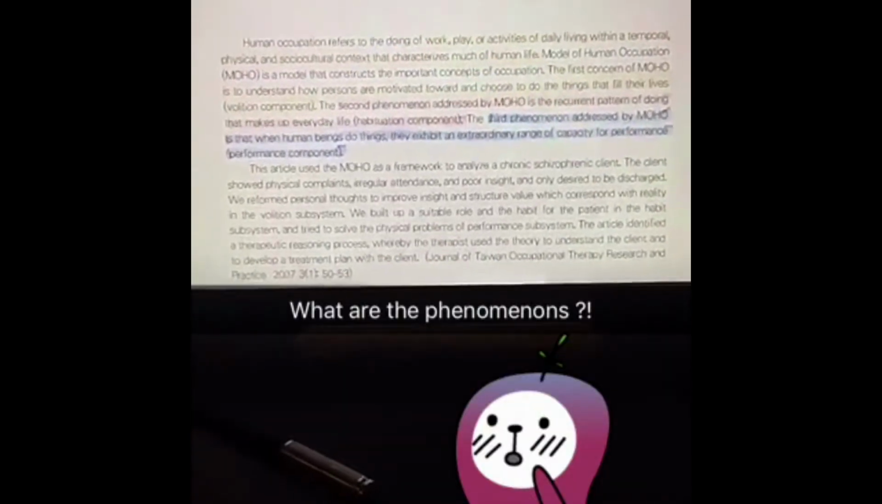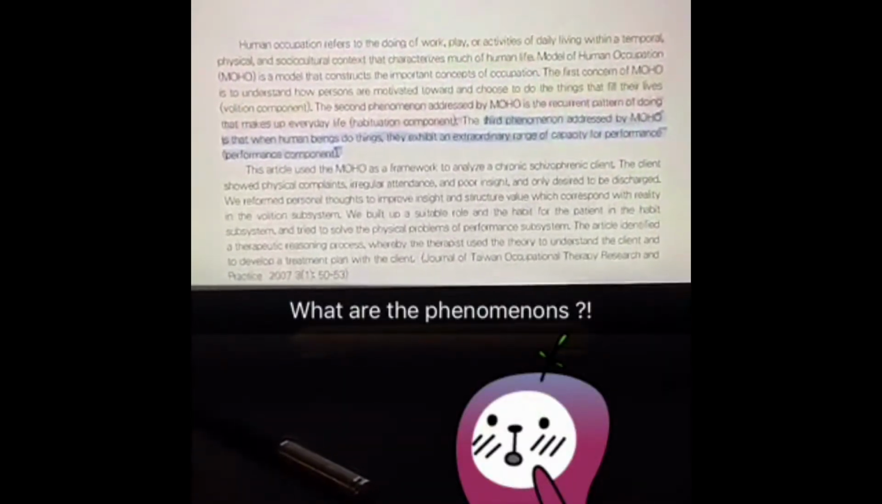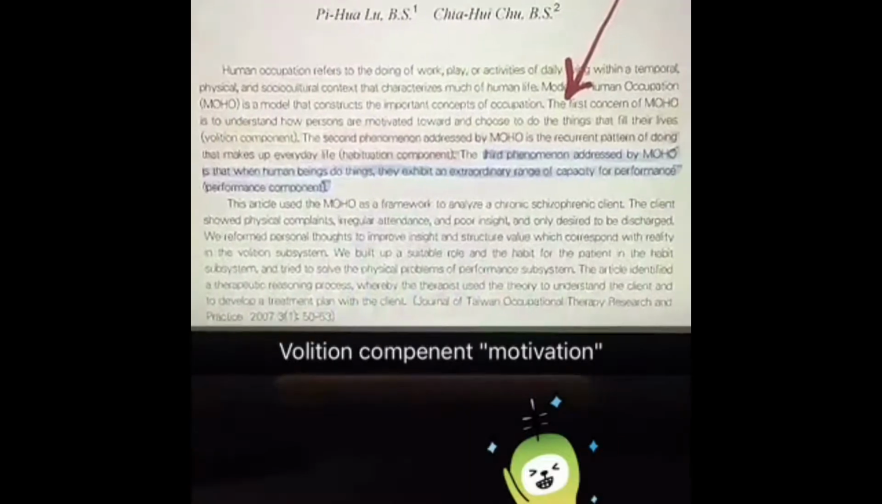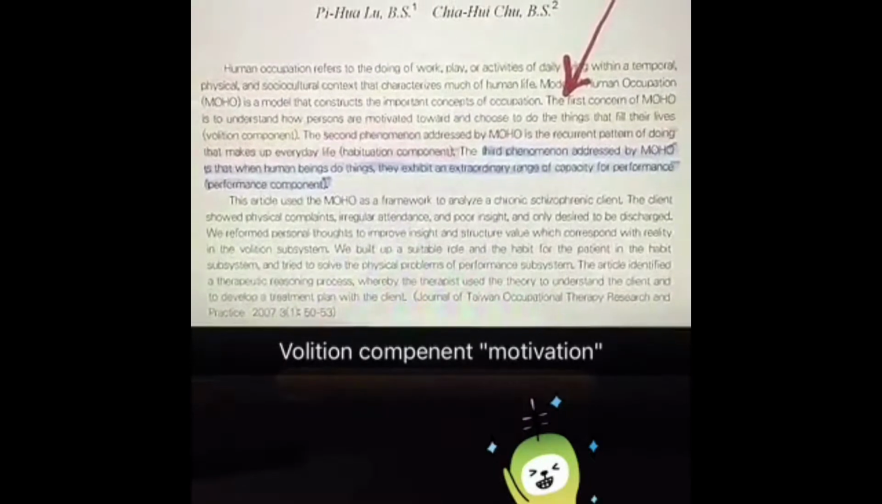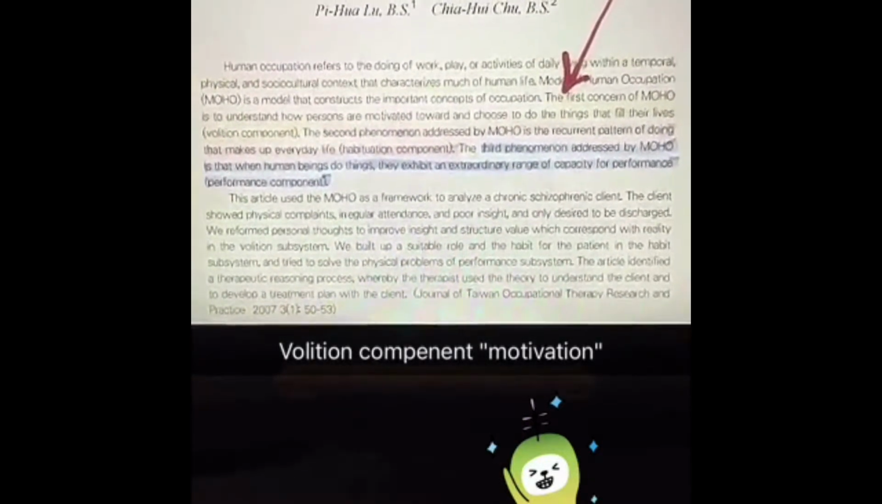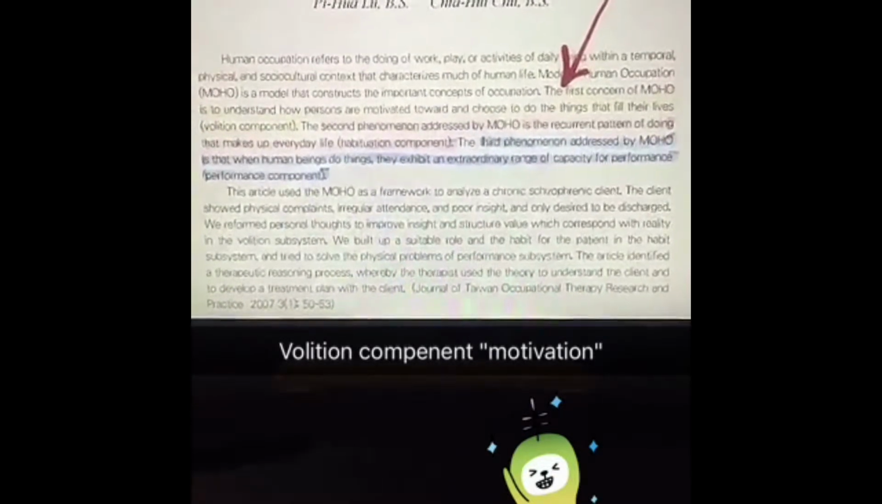So back to why do we use MOHO with schizophrenic clients? Let's see the phenomena. The first concern of MOHO is to understand how persons are motivated toward and choose to do the things that fill their lives.